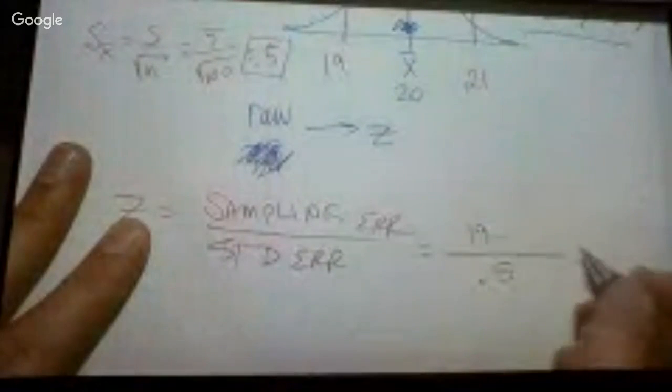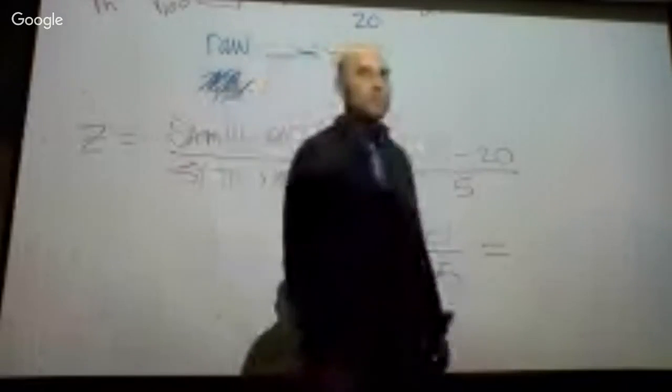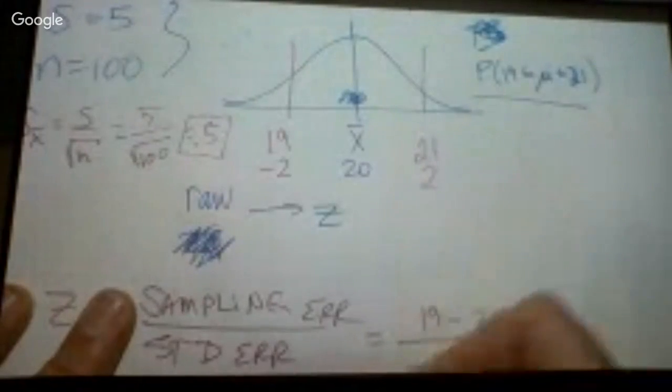Sampling error, 19 minus 20, is -1. Over 0.5, we take the reciprocal. The reciprocal of a half is 2. So -1 over 0.5 is -2. Or if I do 21 minus 20, it becomes +2. So now I have a z-score of -2 and a z-score of +2.